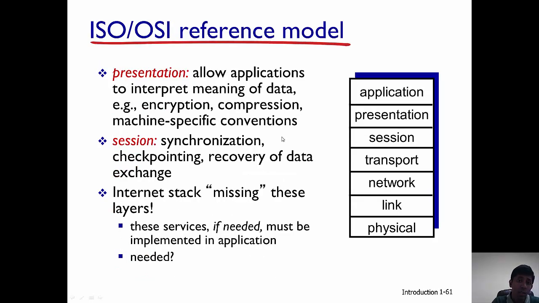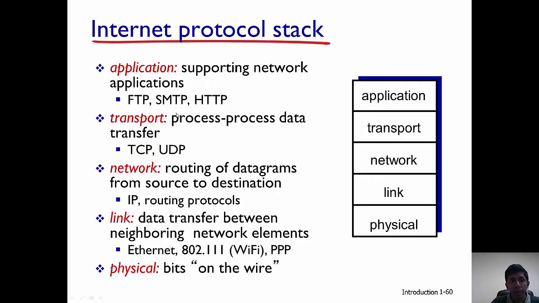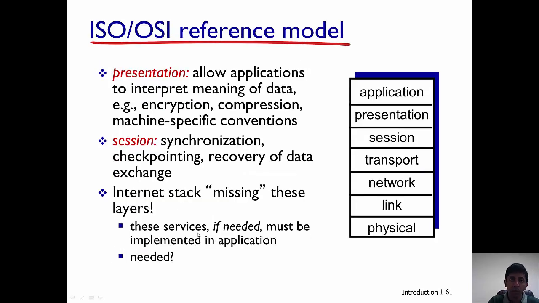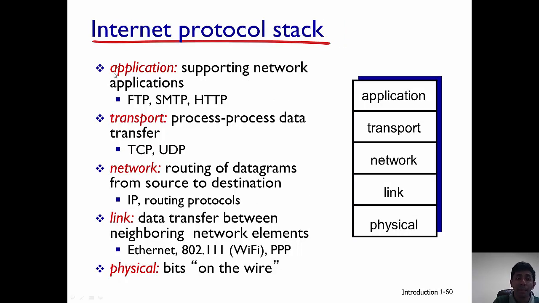Now, the one thing that you want to remember is the TCP/IP model, or the internet protocol stack, has only five layers, but the OSI reference model, which was the first model that was proposed for this layering, has two additional layers called the presentation and the session layers. The important thing to note is that the OSI model has seven layers, the five that I showed in the previous slide and the presentation and the session, but the internet stack misses these layers. So the internet protocol stack does not have presentation and session. So we are not going to study presentation and session in this course. We are only going to study the five layers of the internet protocol stack that are application, transport, network, link, and physical.